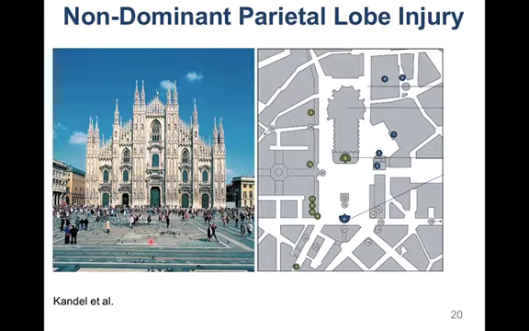It probably doesn't take you long to zoom in on A, right? Just looking at this map, you can see that here's the cathedral, and A is the place where the photograph would have been taken from. An individual who has a right or non-dominant parietal lobe injury will not have the ability to do this, or at least won't have the ability to do it well. So that's what's meant by visuospatial difficulties or issues.